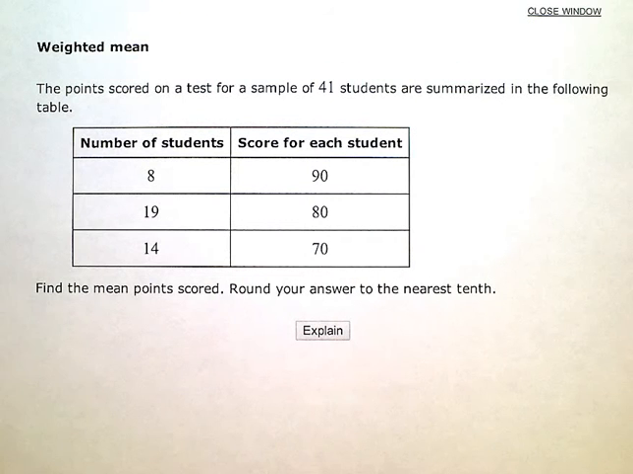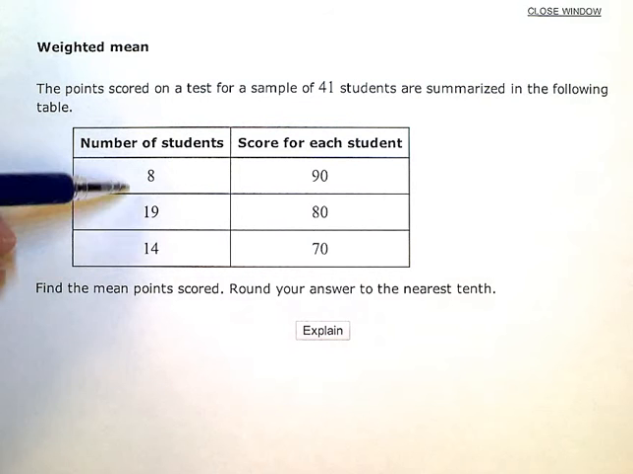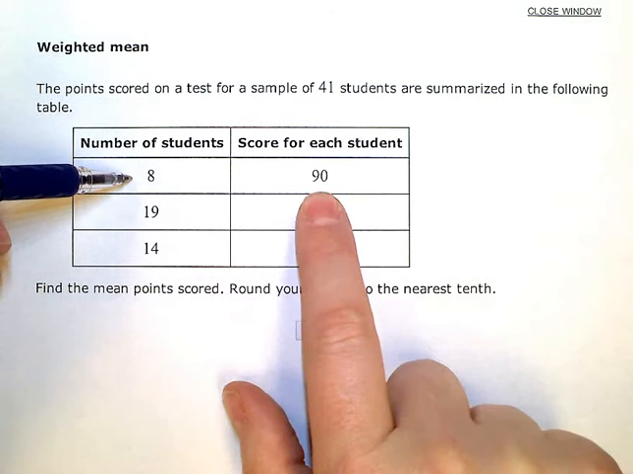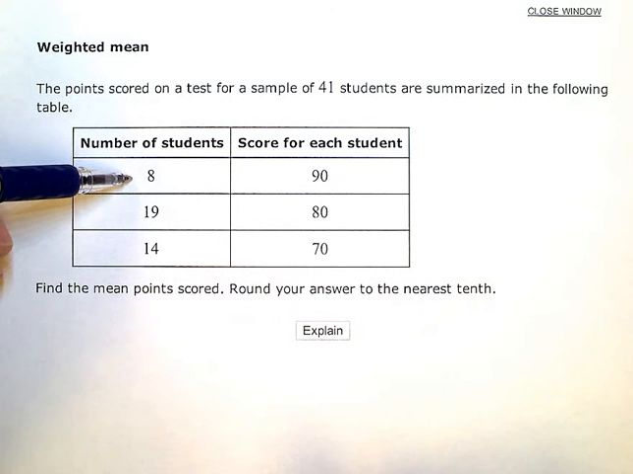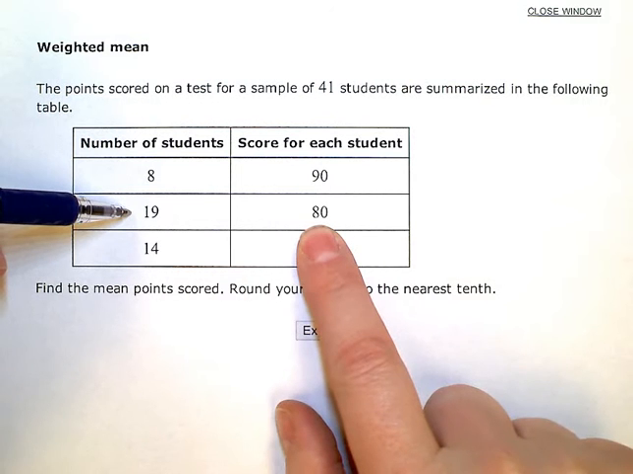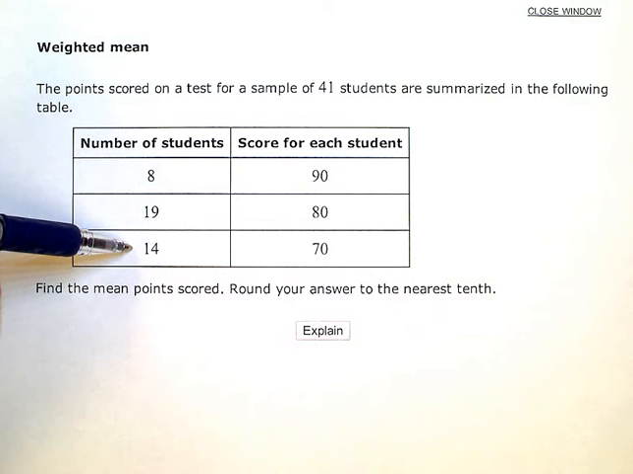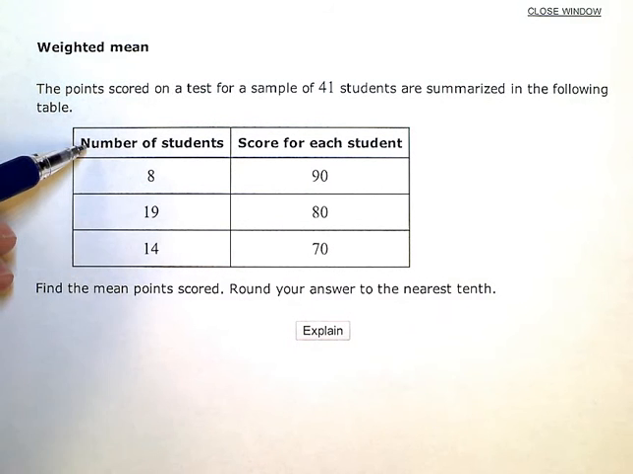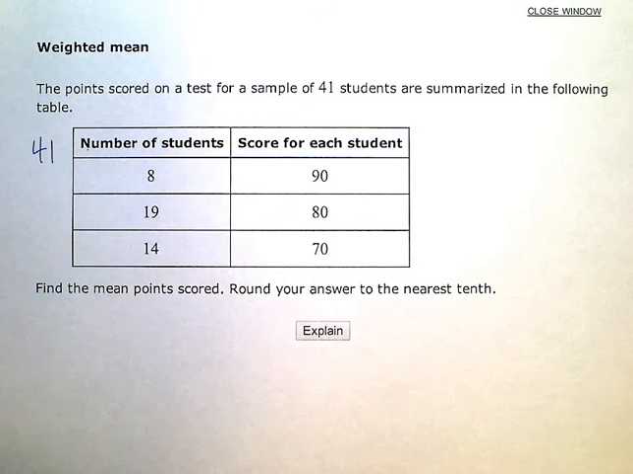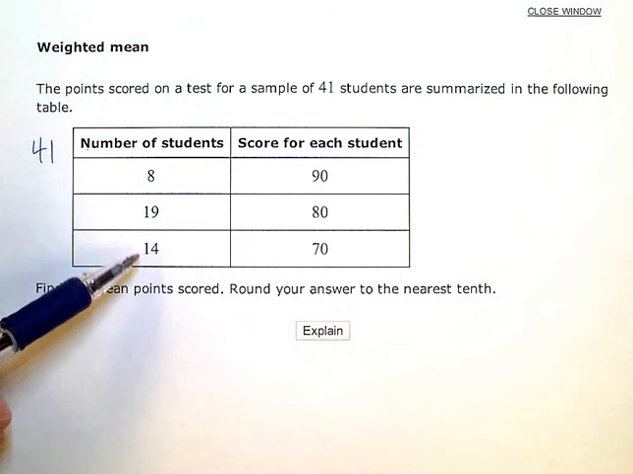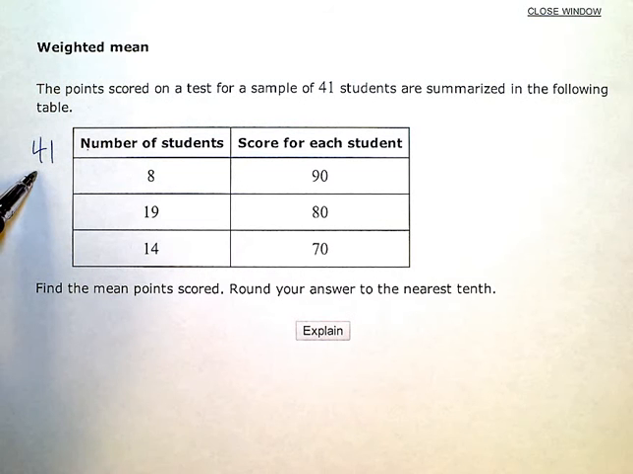Now, if I was going to write this out in a list, I would have to put the score of 90 8 times, the score of 80 19 times, and the score of 70 14 times. And we know that the total number of students is 41. So 8 plus 19 plus 14 gives us a total of 41 students.